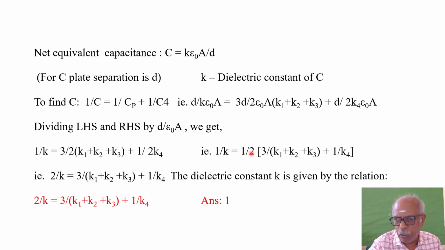You bring 2 to the other side, LHS. You will get 2 by K. So 2 by K is equal to 3 divided by K1 plus K2 plus K3 plus 1 by K4. So this is the relation for the dielectric constant. Okay, you are finding an expression for the value of K. So 2 divided by K is equal to 3 divided by K1 plus K2 plus K3 plus 1 by K4, which has been written here also. So option 1 is the right answer.